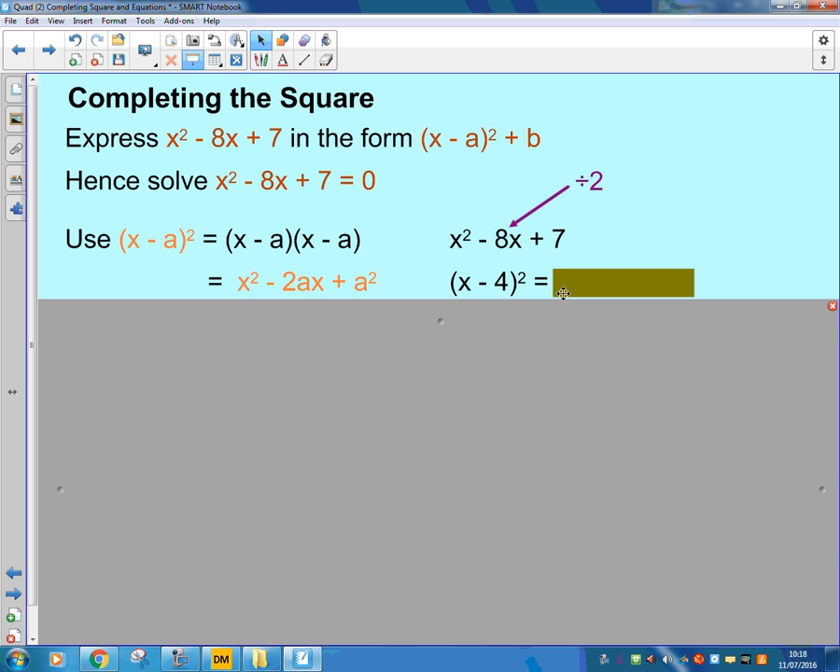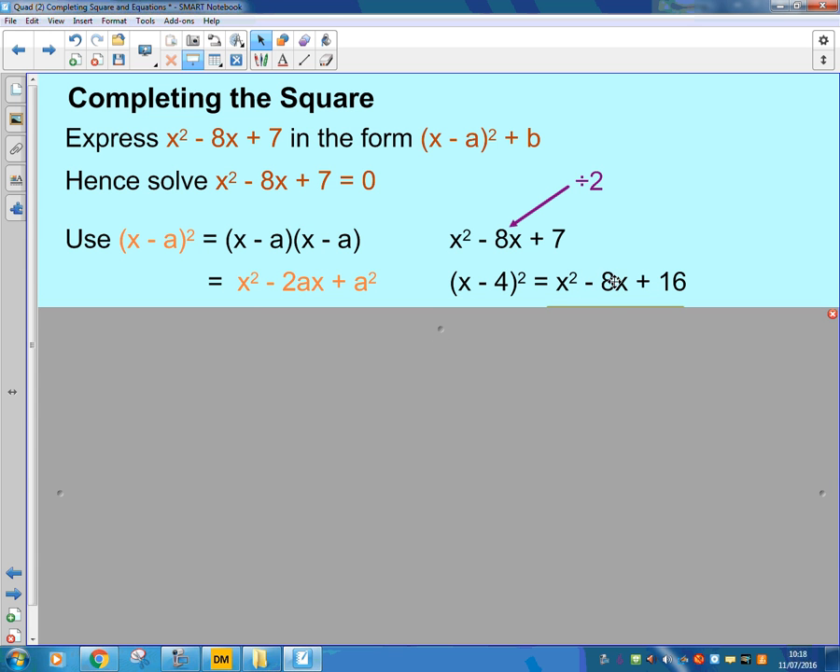Now, you can learn a rule for how we work this next bit out, and the rule works in the easiest cases quite easily. But I prefer to go through it and see why we get the rule. So, let's look at x minus 4 all squared. Let's expand it. You get x squared minus 2 lots of 4 times x, in other words minus 8x, plus 4 squared, 16. So you get x squared minus 8x plus 16 when you expand that. If you compare this to what we started with, the difference is we've got a plus 16 instead of a plus 7.